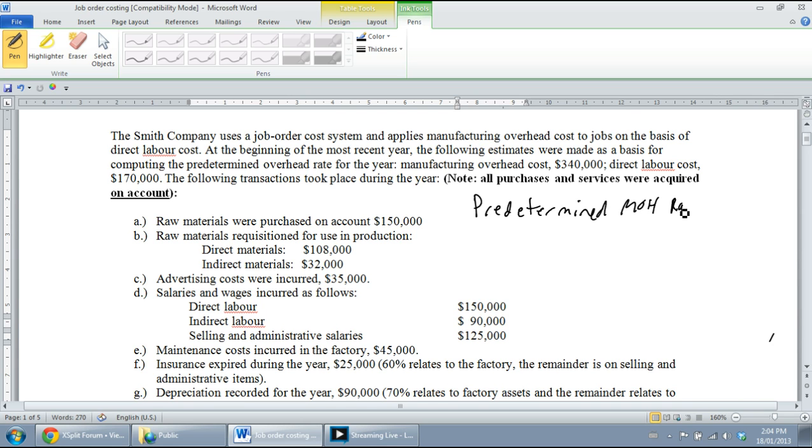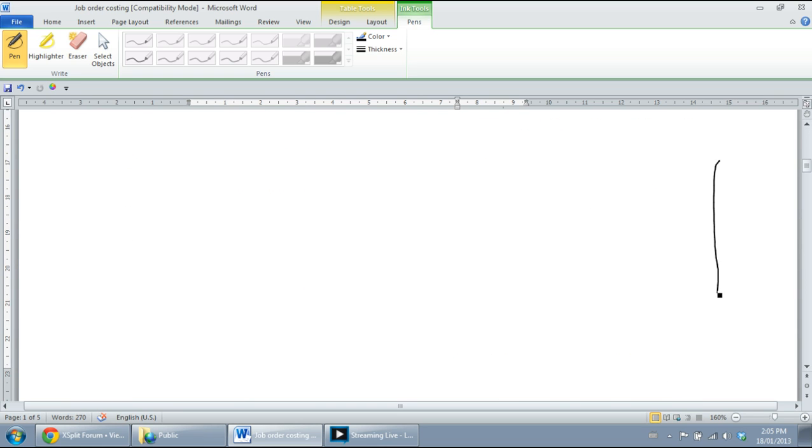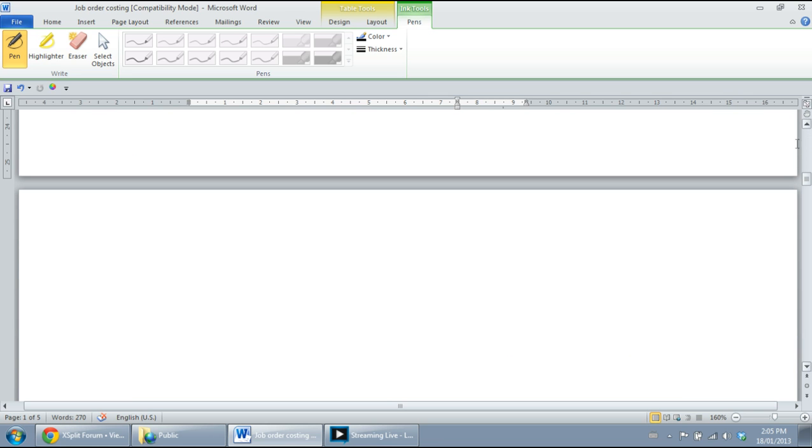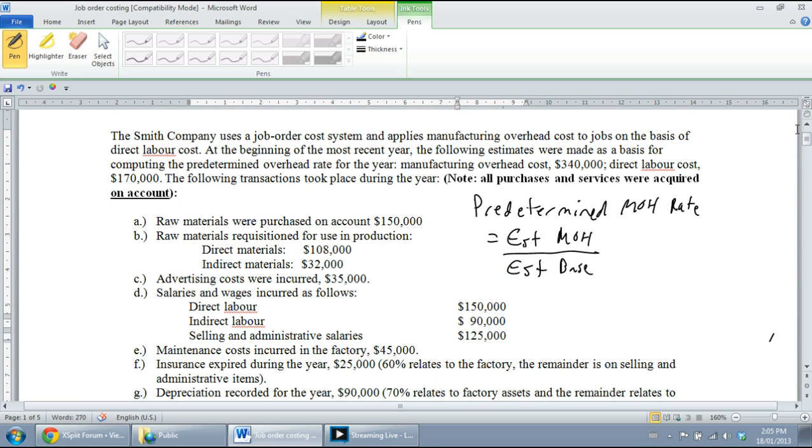overhead rate. And we all remember that the predetermined overhead rate is calculated as estimated overhead divided by some sort of, and I'll call it estimated base, but it's the basis for which we apply our overhead. And again, if you're not sure what I'm talking about here, go back to my previous video. I think I do a decent job of explaining the predetermined overhead rate. Anyway, our estimated overhead divided by our estimated base is the formula for predetermined overhead rate.